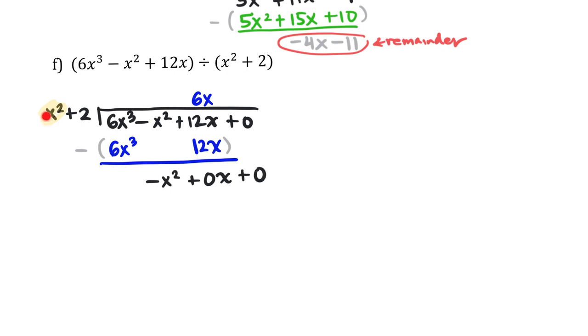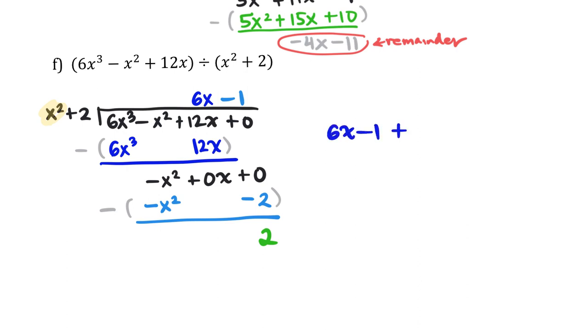Now to get x squared, I want to get negative x squared. So I'm going to times by negative 1. Negative x squared, and then minus 2, which goes way over here. Okay, subtract carefully. Negative x squared plus, this cancels. 0x plus 0x is nothing. And I'm not going to bother writing 0x because I'm done with my division. It's going to be a remainder now. 0 minus negative 2 is 0 plus 2, which is 2. That's my remainder. So 6x minus 1 plus 2 over x squared plus 2.